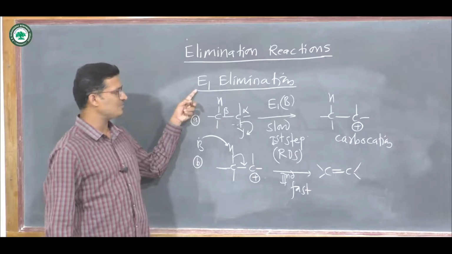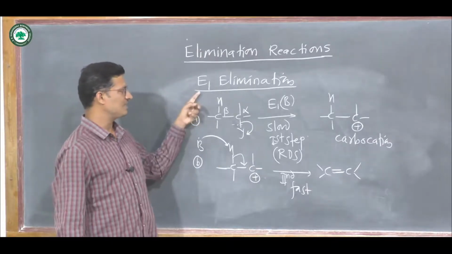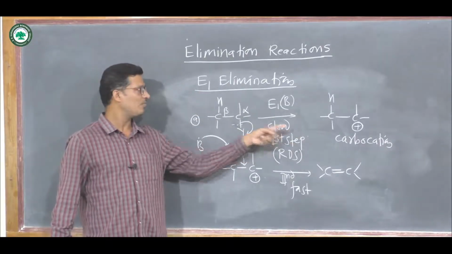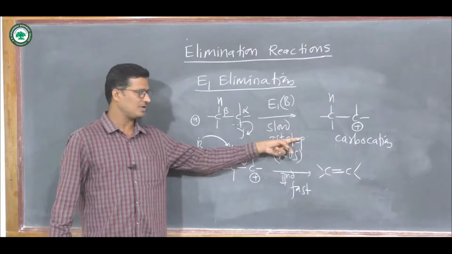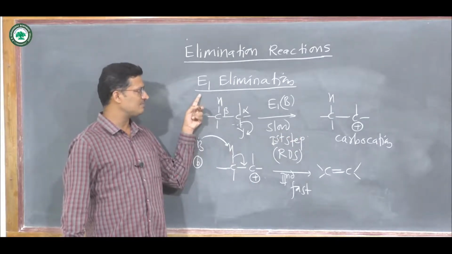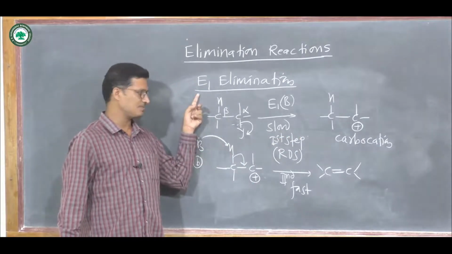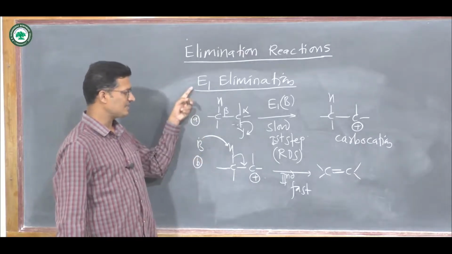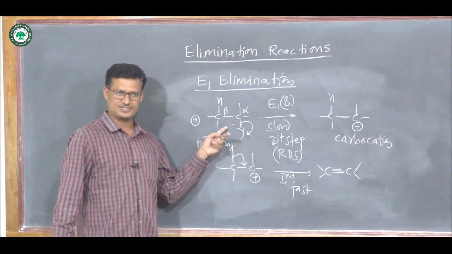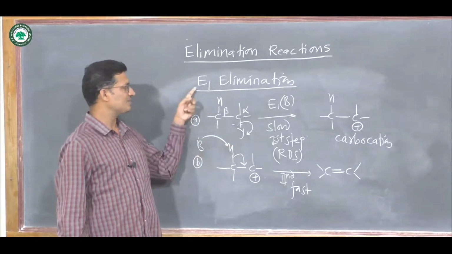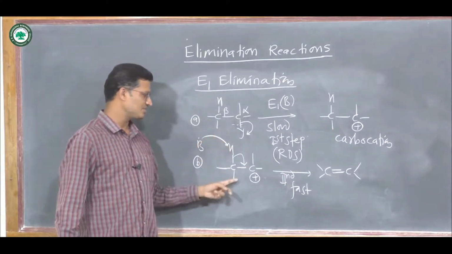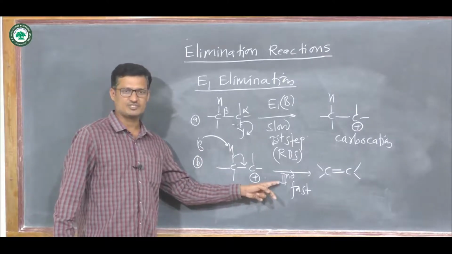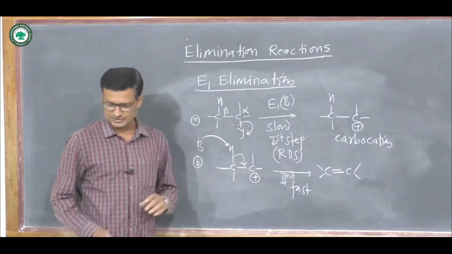So when we compare SN1 and E1, there is a similarity between them. What happens in SN1? Formation of a carbocation. What happens in E1? Formation of a carbocation. SN1 is a two-step reaction, and E1 is also a two-step reaction. Again, the rate of reaction in SN1 totally depends on the substrate. Similarly, the rate of the reaction in E1 depends on the substrate and not on the base, because the base attacks in the second step, which is a fast step in the reaction.